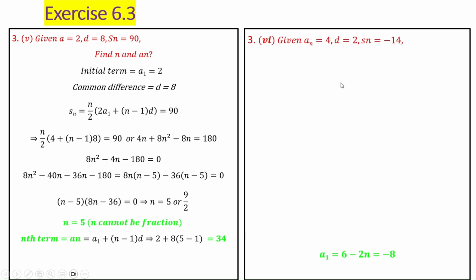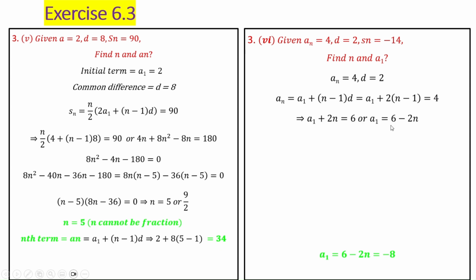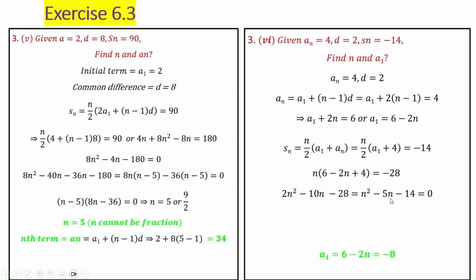Same way, an is given, d is given, Sn is given, find n and a1. So an equal to 4, d equal to 2, so an equals a1 plus n minus 1 into d. If I substitute the values, I get a1 equal to 6 minus 2n. Then Sn equal to n by 2 into a1 plus 4, which is equal to minus 14, which is given. So I get a quadratic equation here, n square minus 5n minus 14 equal to 0, or if I simplify, I get n equal to 7 or minus 2.